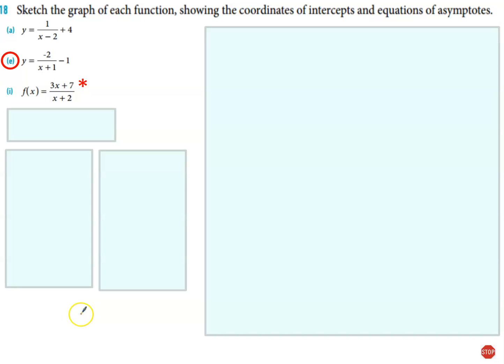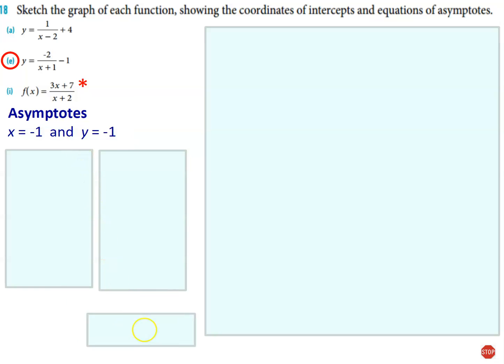Okay, and I'd like you to have a go at doing the same thing for question E. Slightly more tricky because you've got a -2, which means you've got to flip the graph in the x-axis. Okay, so stop the video and have a go, please.